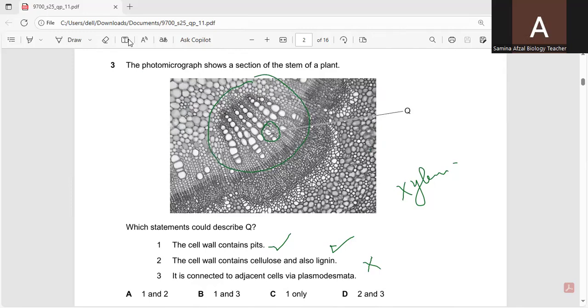According to this, statements number 1 and 2 are both correct. So according to these statements, the answer is A. B, C, and D are not the correct options.